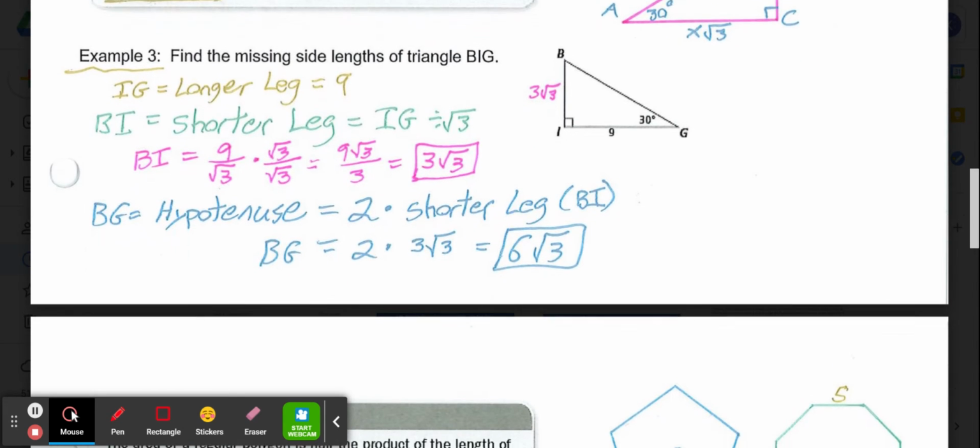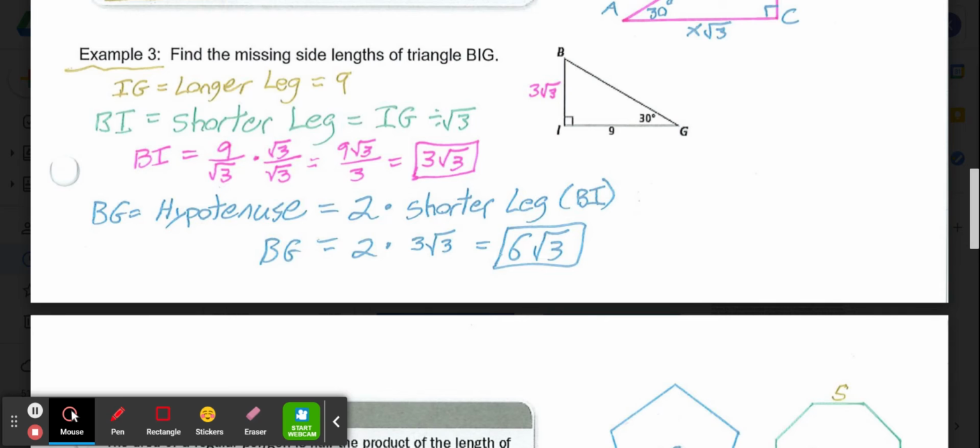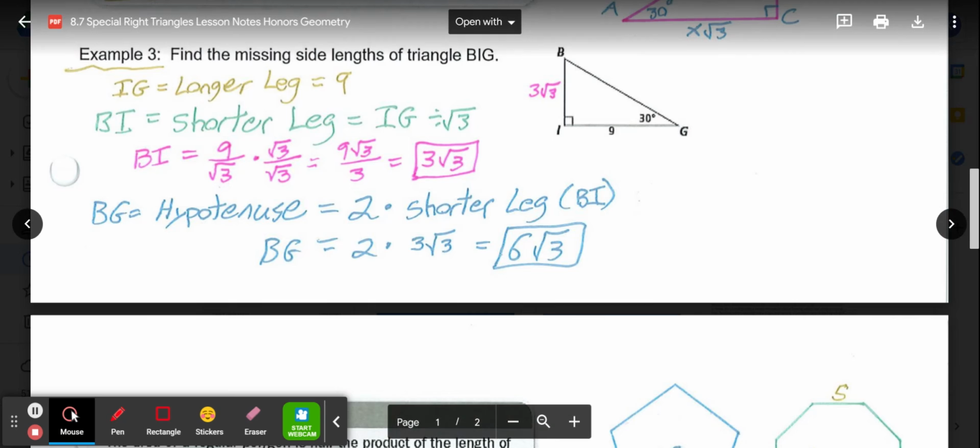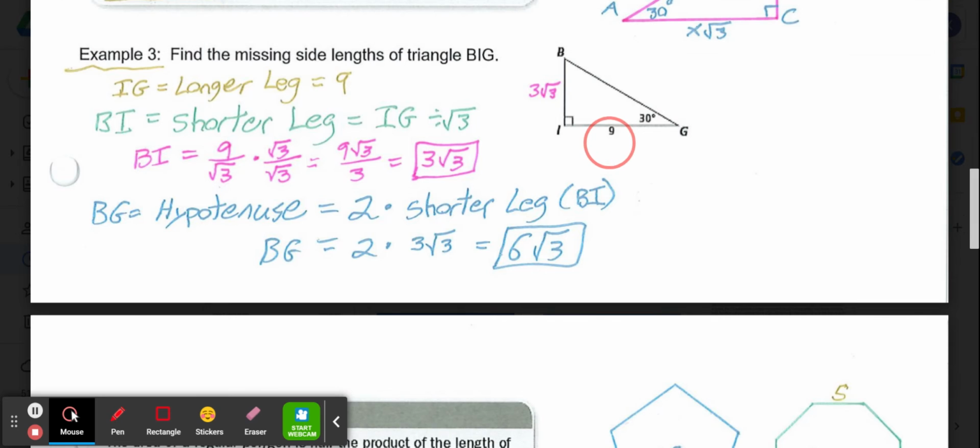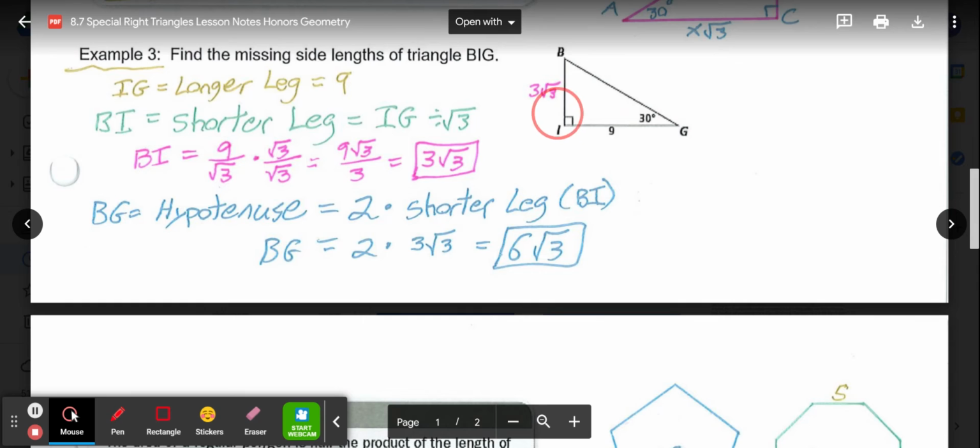So let's look at example 3. It says find the missing side lengths of triangle BIG. So in triangle BIG, I know G is 30 degrees, so B has to be 60. Side IG is 9, and that means IG is my longer leg, because if I think about it, the shorter leg is the side opposite 30 degrees. So IG is the longer leg, which is 9. We need to find our shorter leg and our hypotenuse.